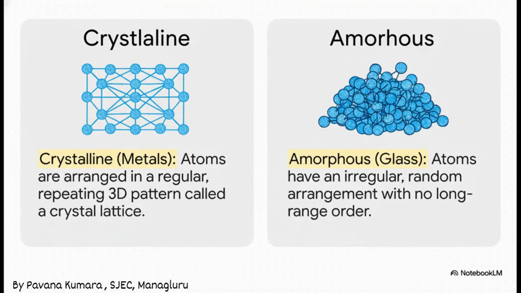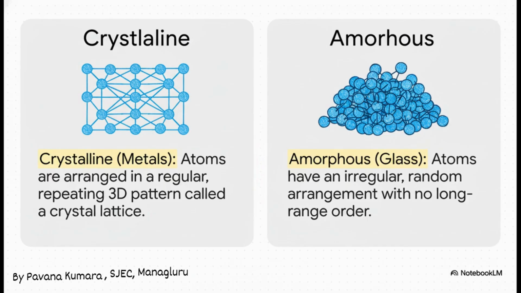Okay, so it really boils down to two main categories of solids. On one hand, you've got your crystalline solids, like metals. Think of their atoms as being super organized, locked into this perfect repeating 3D pattern. We call that a crystal lattice. Then you've got the other kind, amorphous solids, like glass. Their atoms, a total mess. It's just a random, jumbled-up arrangement. And believe me, this one difference, order versus chaos, is the key to everything.